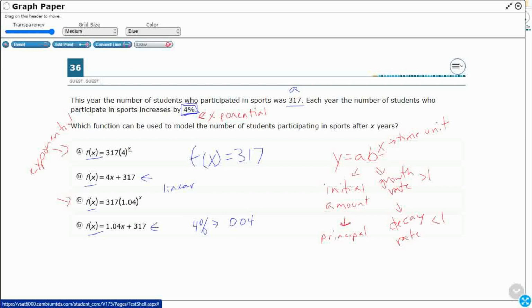But if we do that, that's going to be decay. That's going to make it smaller. So we actually need to add 1 to that in order to keep it as a growth rate. This 1 is going to keep the initial 317, and that 0.04 is going to increase it every time we do the exponent, so it's going to be 1.04, because that 1 is going to capture that initial 317, and then it's x years. So they got that x years right there. So there's our answer, C.